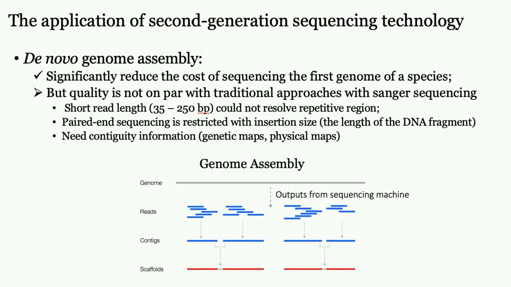But still, the current strategy is usually to combine the second-generation sequencing technology with other technology, like BAC sequencing. We want to continue to construct BACs. Still, we need to have genetic maps.